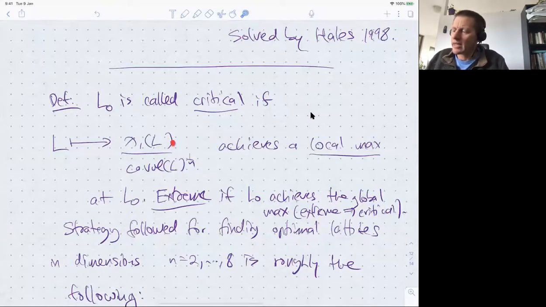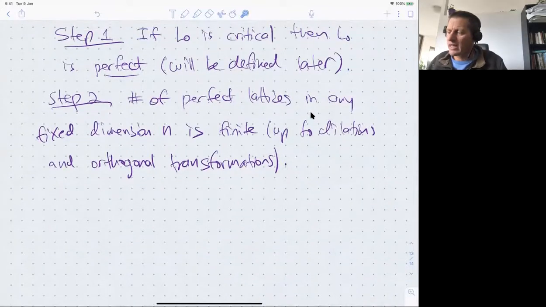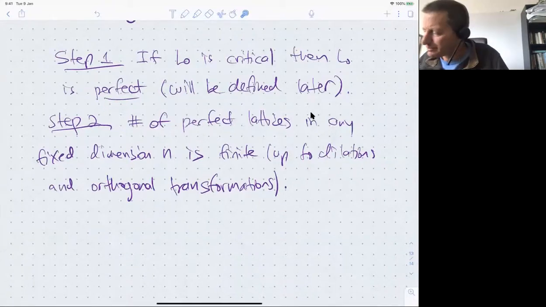So this quantity doesn't change when you apply an orthogonal linear transformation. Also, if you dilate the lattice, which means you multiply it by a scalar, lambda 1 gets multiplied by the same scalar. And as we discussed, the covolume to the power 1 over n also gets multiplied by the same scalar. So this quantity also doesn't change when you apply a dilation. So obviously, the critical things, or the extreme things, are not going to be unique. They can only be unique up to dilations and orthogonal transformations. And step 2 says, well, maybe it's not unique, but the number of candidates is finite in every dimension. Again, perfect we haven't defined, but it's implied by being critical.